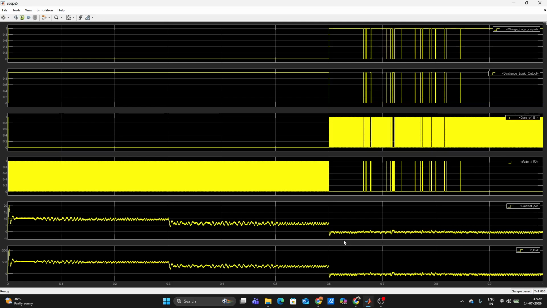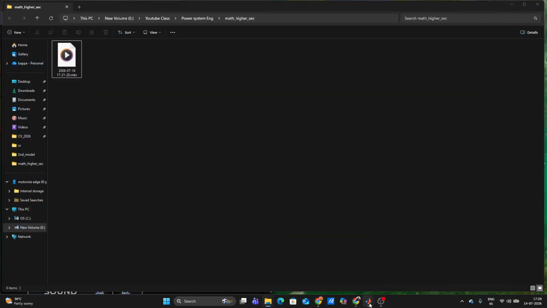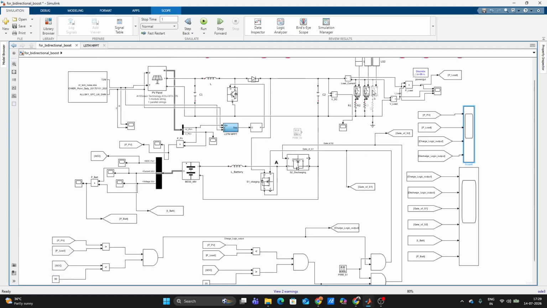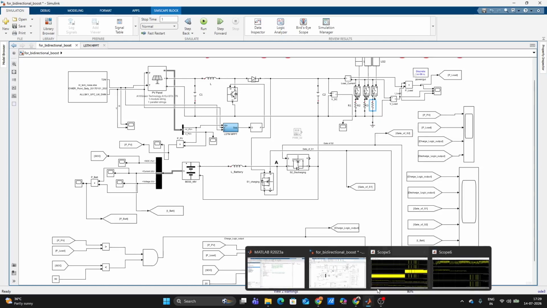And you can see here the battery current. The battery current is negative, so at this time it's charging, and when the battery current is positive, at that time it's discharging. I have commented out some parts, so don't get confused by this result.